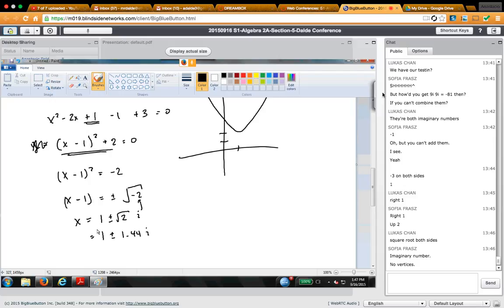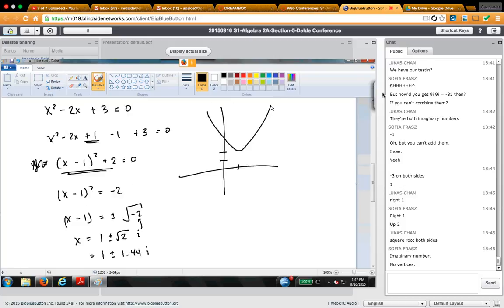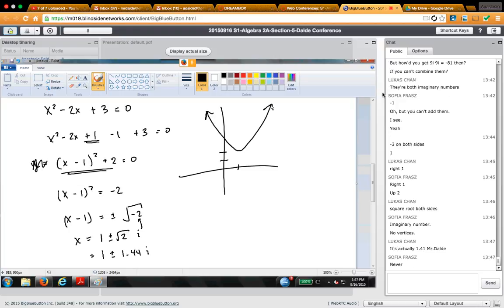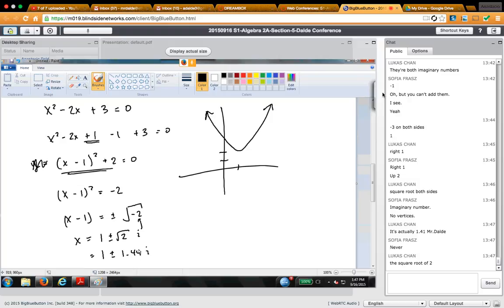Why is this imaginary? Well, Sophia kind of hit it on the head. When does the y value of this parabola equal 0? Y equals 0. When does this parabola cross? Oh, you're right. Absolutely. I'm sorry, Lucas. It is 1.41. I shouldn't have messed that up. I'm glad you remembered.